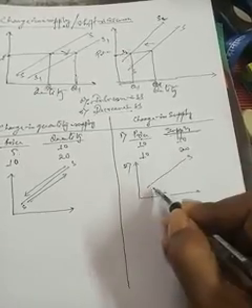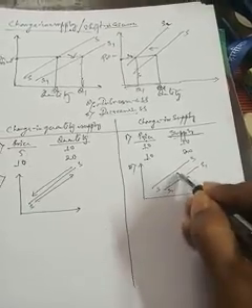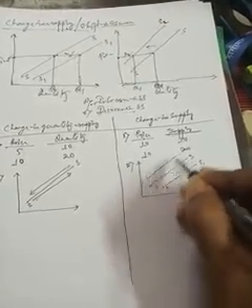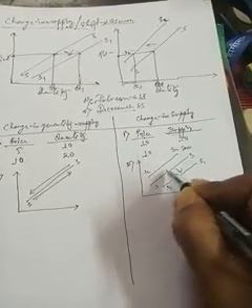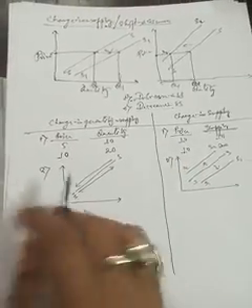Suppose the supply curve SS, S1 rightward, or S2 leftward. Okay, this is the second point we write.